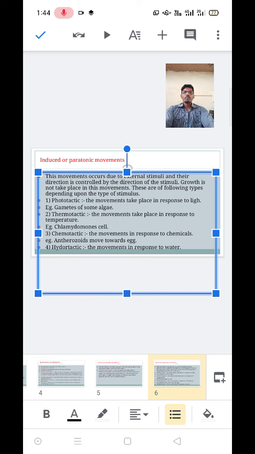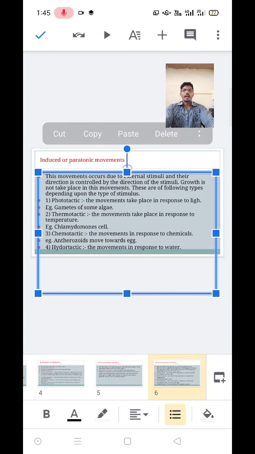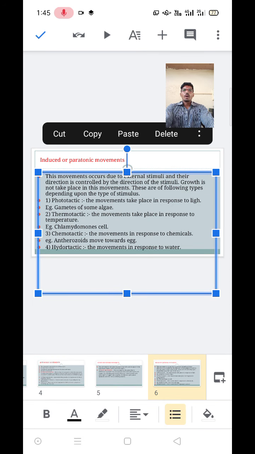Students, plant movement is most essential for the plant. Without plant movement, the plant cannot do any physiological activities, because the plant's requirements of light and temperature totally depend upon plant movement. This is all in total; today we saw plant movements.